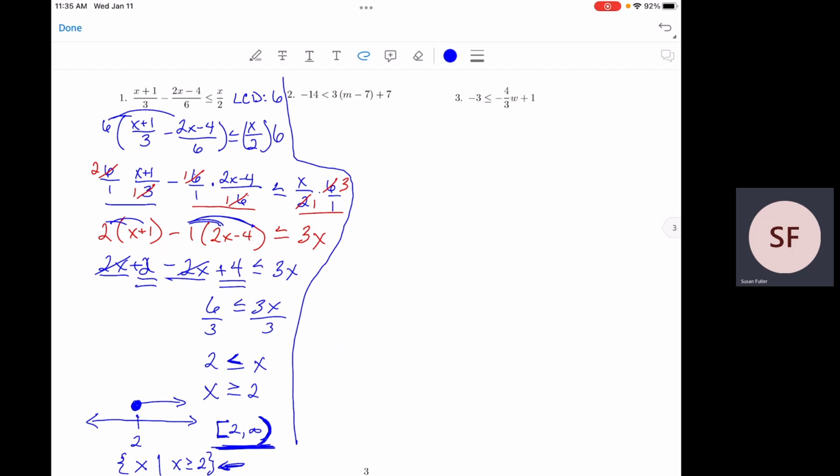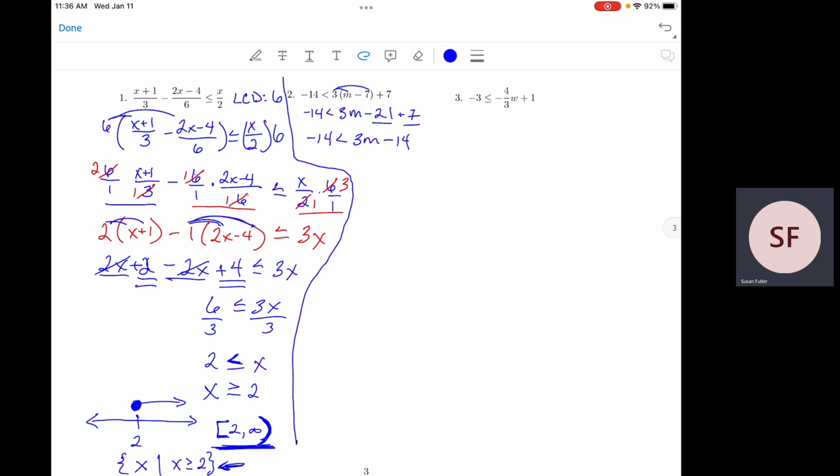All right, so let's come over here to number 2. This one's going to be a little simpler. To solve this one, I'm going to start by simplifying. To start simplifying this, we're going to multiply out and distribute that 3. So we'll have -14 is less than 3m minus 21 plus 7. And I've got some like terms over here that I'll combine. So I've got -14 is less than 3m minus 14.